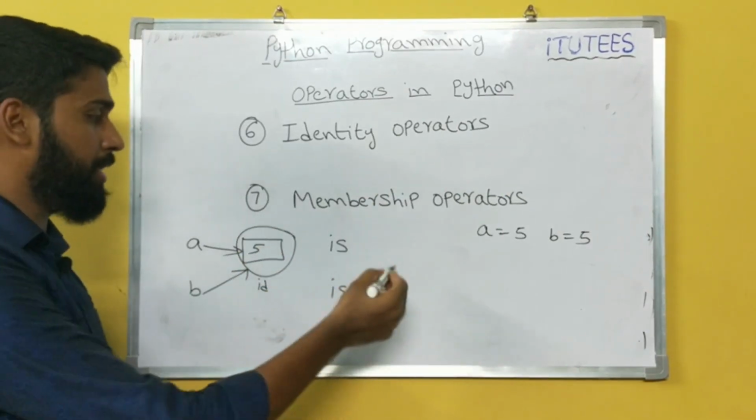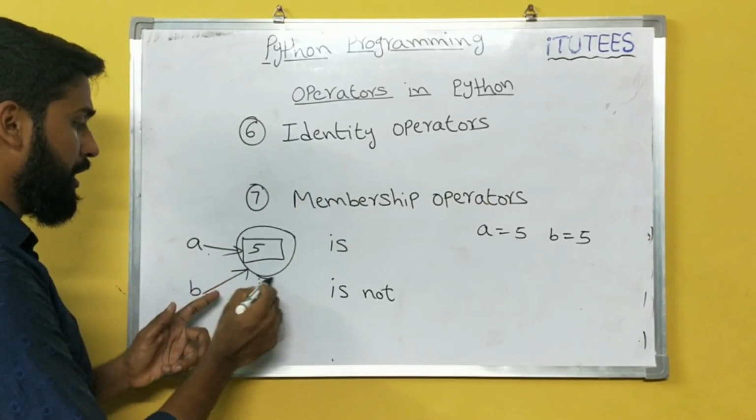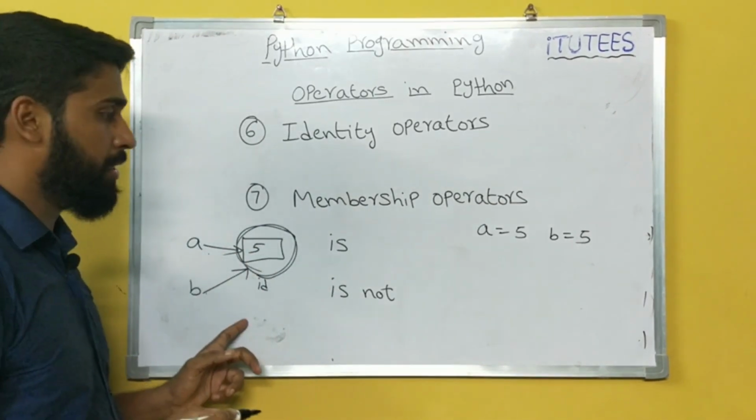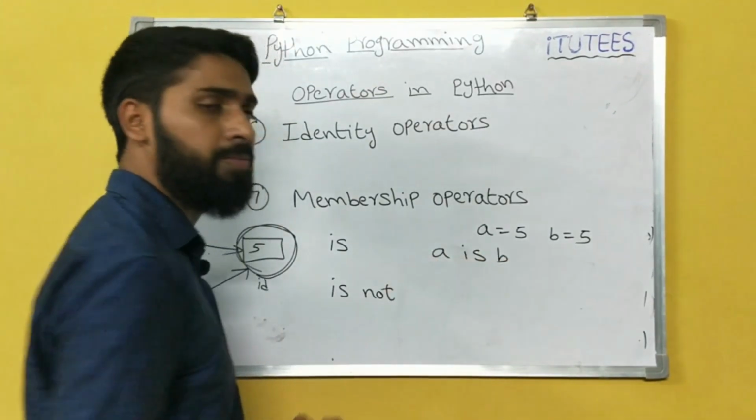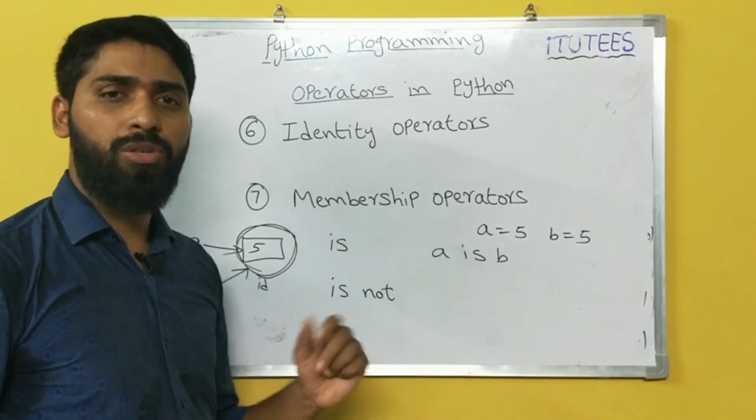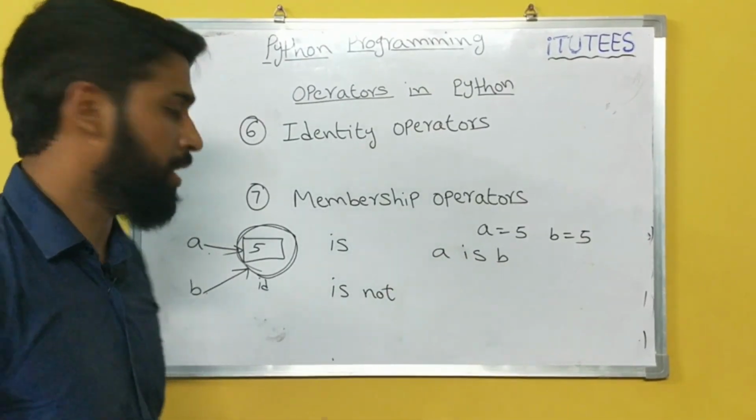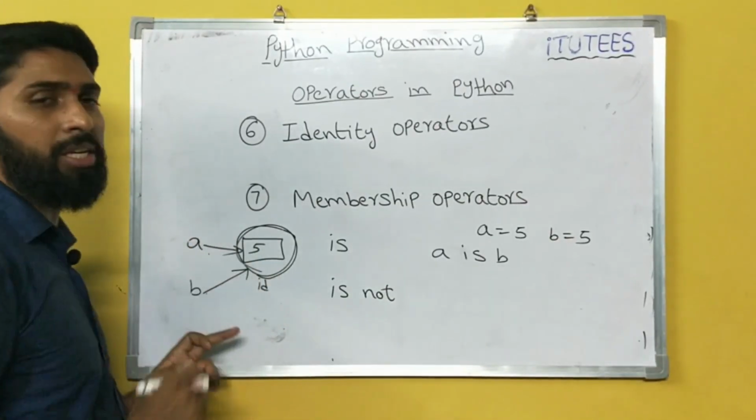So we can see this practically also. That means a and b are referencing the same object. How can I check? a is b. So what does is mean? Is returns true if both the variables are referencing the same object. So a and b are referencing the same object.